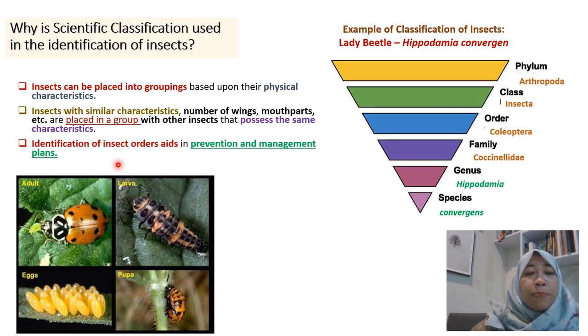And what is the behavior? For example, is the habitat in the leaf, in the branch, or in the root? So we can manage how to control that pest. And then we will know the life cycle of that pest and so on. So we can plan the strategy of controlling the pest. After we know the identification of the insect, so identification is a crucial part. Then we move to the next slide.